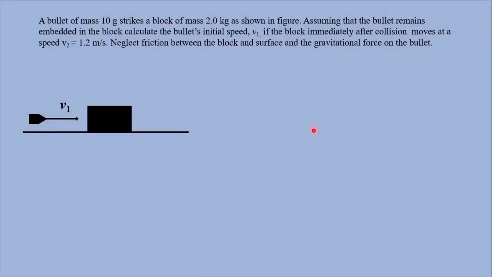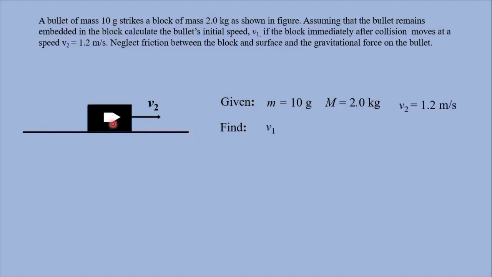Let's consider the following problem. A bullet of given mass strikes a block of given mass, as shown here. Assuming that the bullet remains embedded in the block, calculate the bullet's initial speed v1 if the block immediately after collision moves at given speed. Neglect friction between the block and surface and the gravitational force on the bullet.